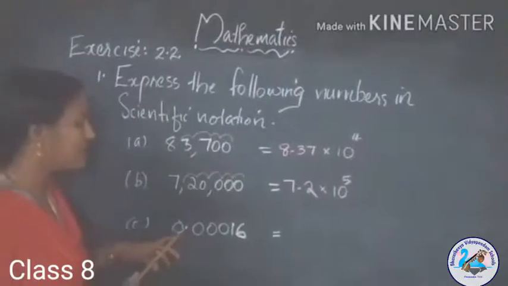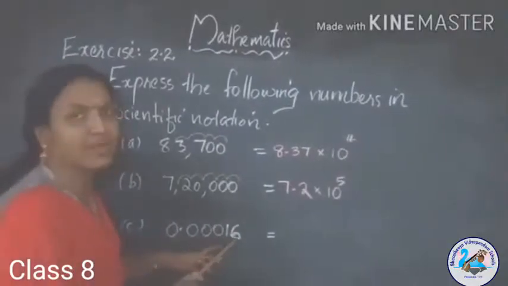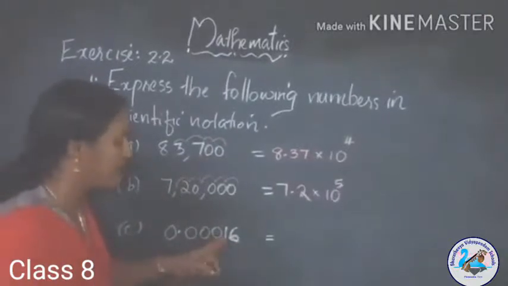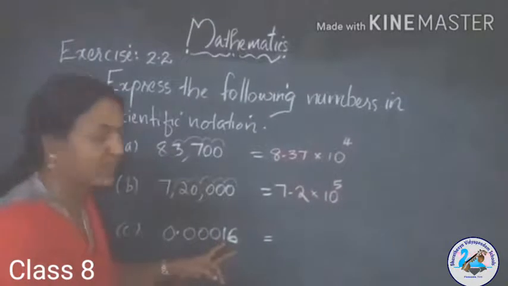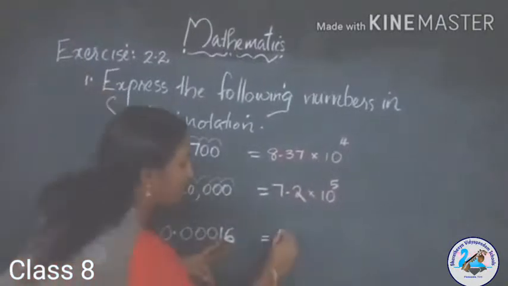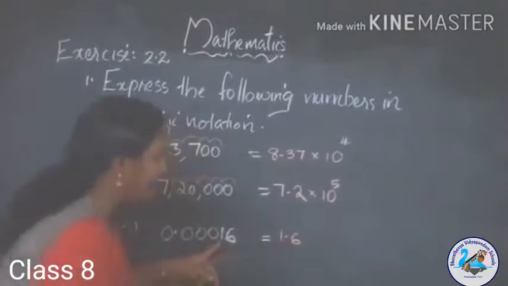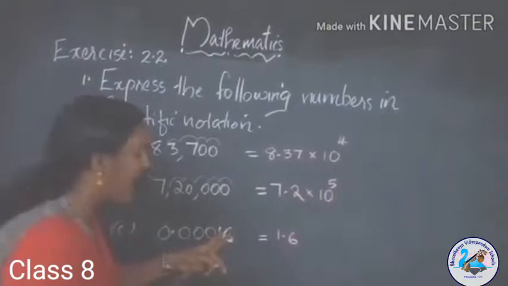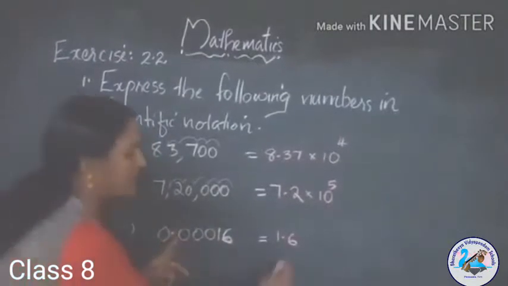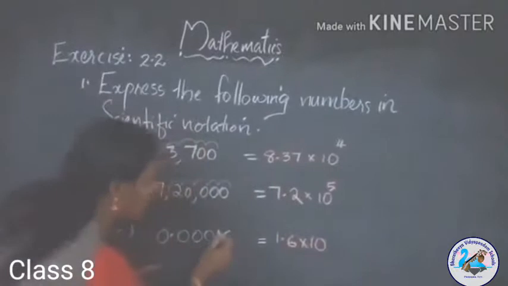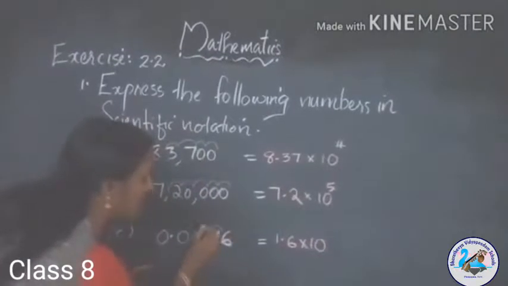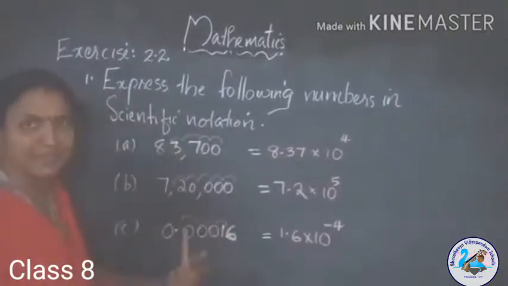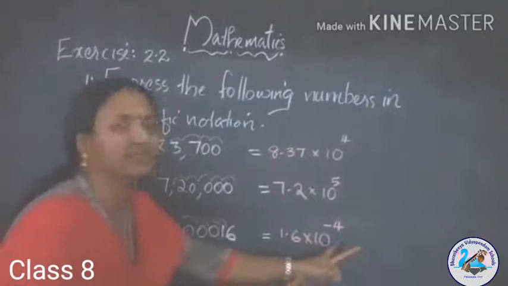The next option, 0.00016. It's a decimal number. So the method is, first we put the decimal point after the first non-zero digit. The first non-zero digit is 1. So 1.6. And then count the number of places between the new decimal point and the original decimal point. Into 10 raised to, the new decimal point is this one, the original decimal point is 1, 2, 3, 4. 10 raised to minus 4. It's a decimal number, so 1.6 into 10 raised to minus 4.